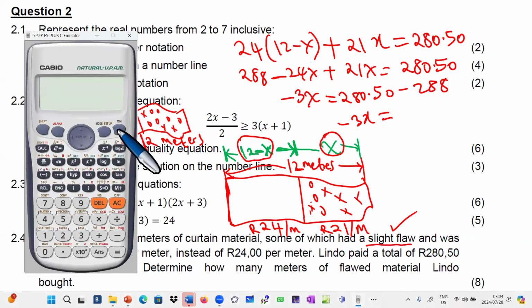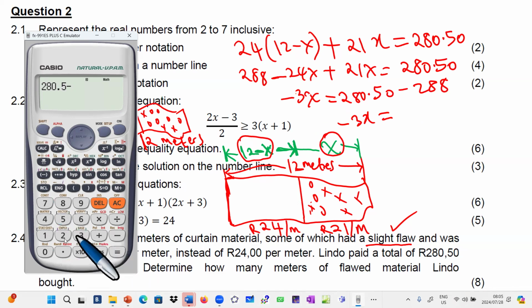Sorry, one moment. The 3x comes from the 24 minus 21x, right? Yes. What is minus 24x plus 21x? We take the sign of the bigger number. 24 is the bigger number, and therefore we take the sign of the bigger number, which is negative. And then 24 minus 21 is 3. It's negative 3x.